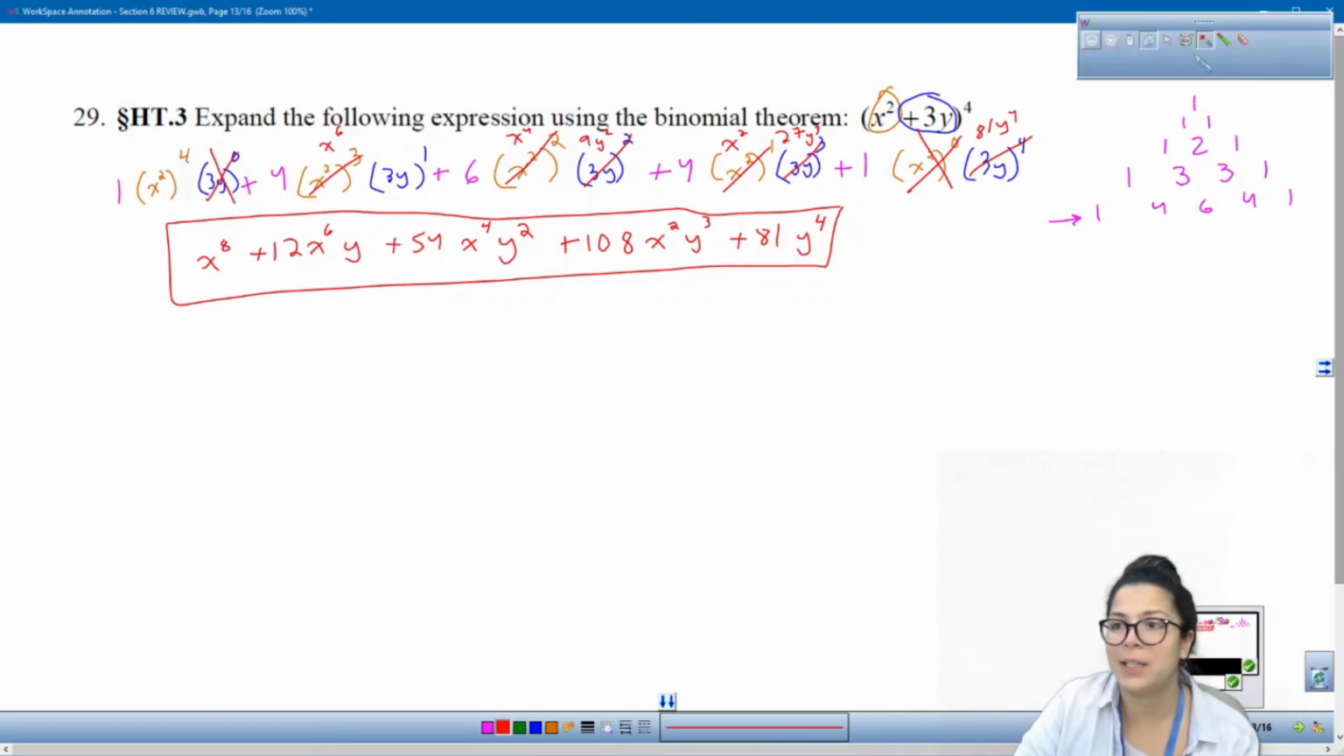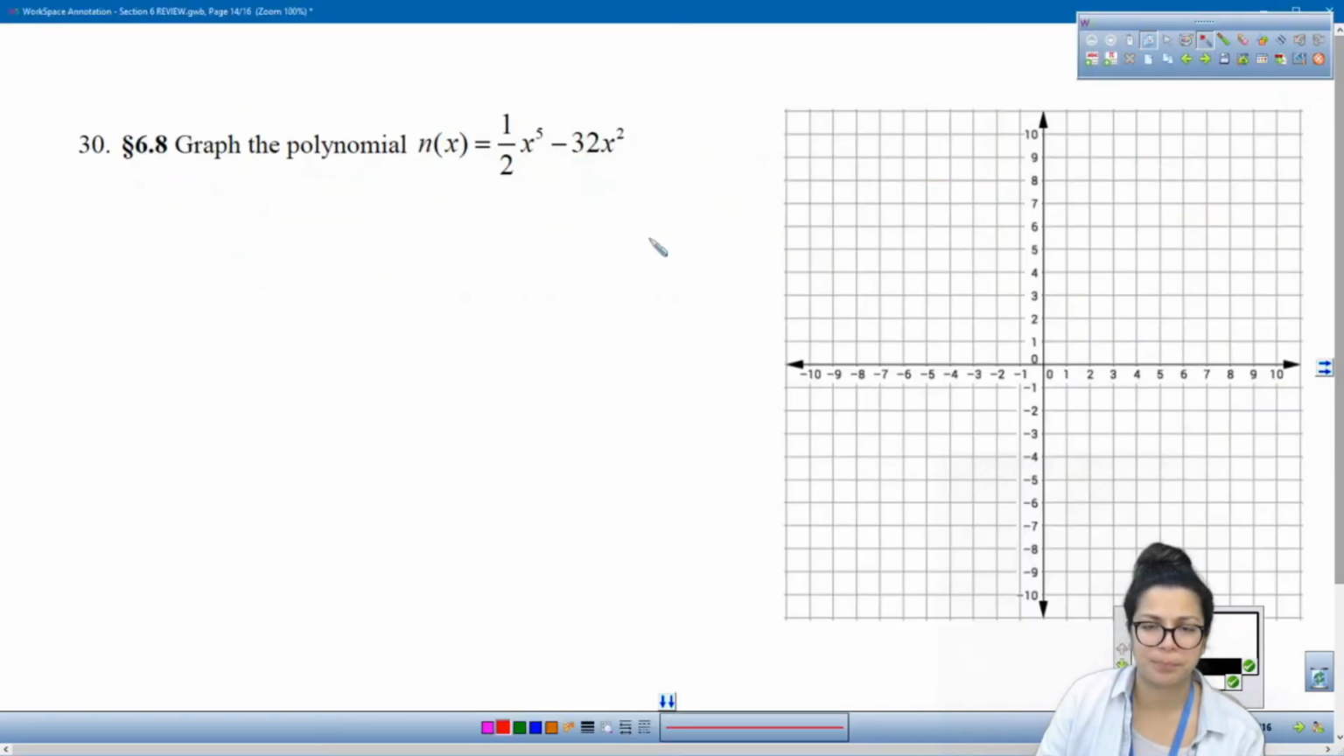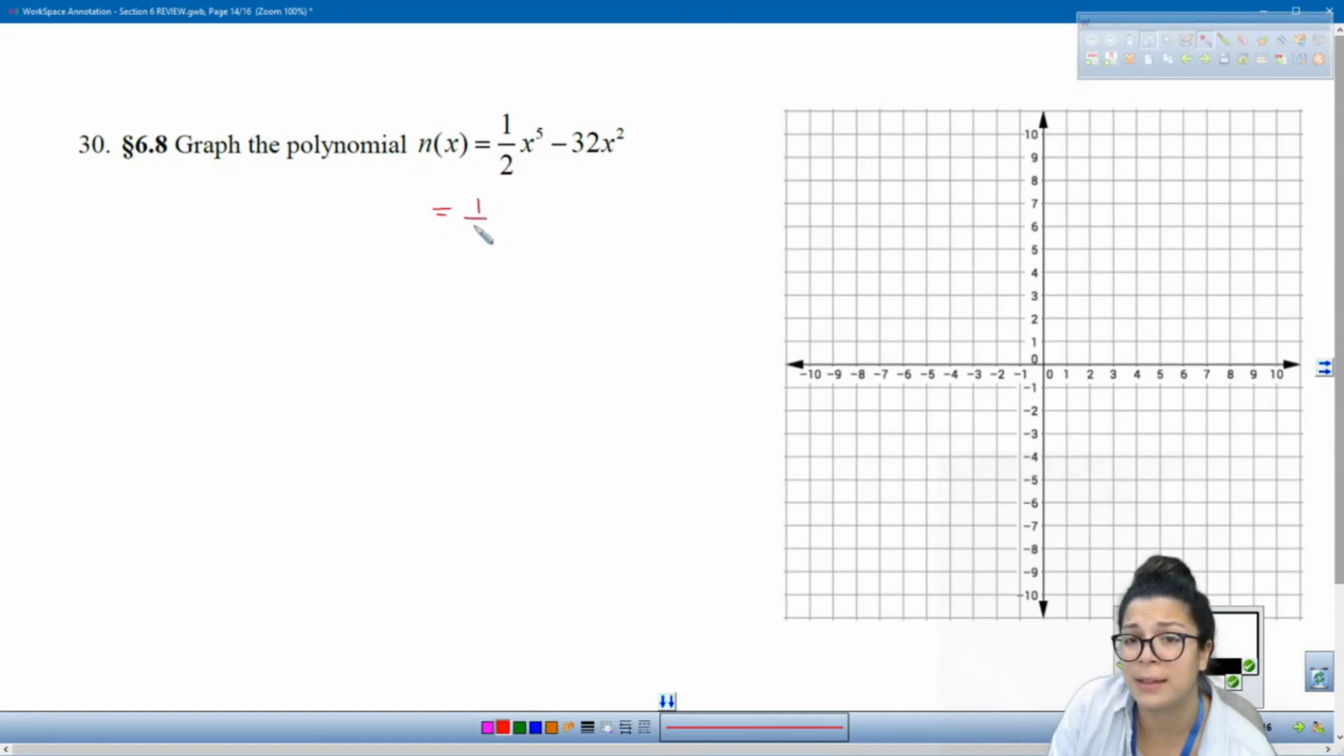Okay, last page. Here we go. Number 30. Graph the polynomial. Ooh, interesting. Okay. So we can go ahead and factor out 1/2, because factoring out is division, and dividing a number is the same as multiplying by its reciprocal. So the reciprocal of 1/2 is 2. So if I factor out 1/2, I will just be multiplying both of these by 2, which is easy to do. So if I factor out 1/2 x squared, right?